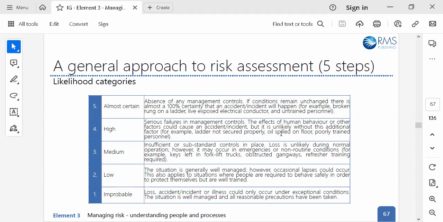So there will be no control measures. If conditions remain unchanged, there is almost 100% certainty that an accident or incident will happen. For example, broken rung on a ladder, live exposed electrical conductor, and untrained personnel. So this is the last category of likelihood, the fifth, that if this condition is available, the accident will happen. Sometimes we can give likelihood as 1, 2, 3, sometimes as A, B, C, D in other figures, but the principle is the same. Okay.